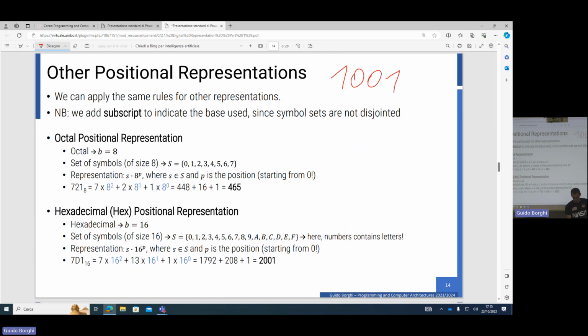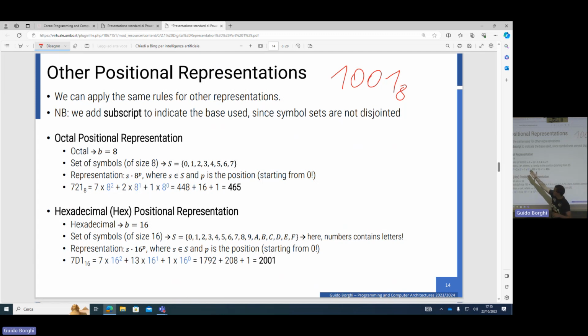Okay, so if I write here a 2, I'm using the binary representation. So 1001 with subscript 2. If I write here 10, I'm using the decimal positional representation. If I write 8, I'm using the octal positional representation. That is the new representation that we are going to see together. The octal positional representation, octal meaning 8.